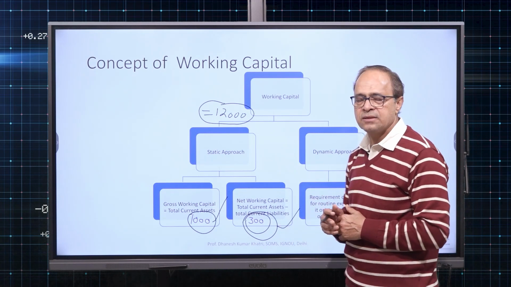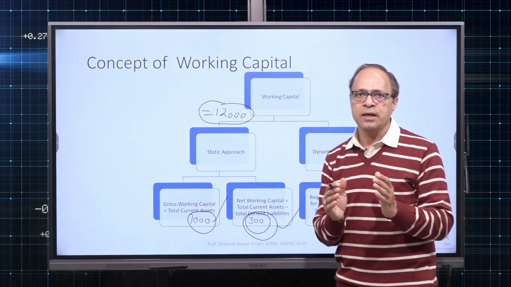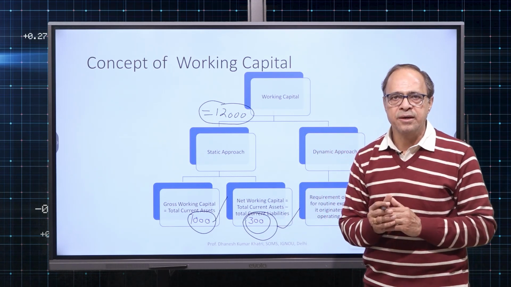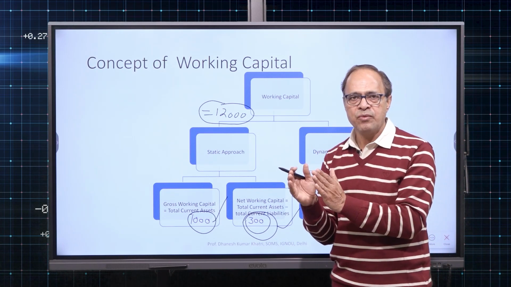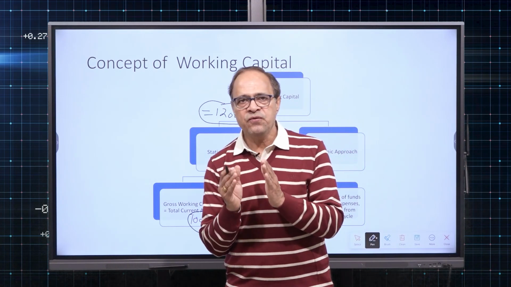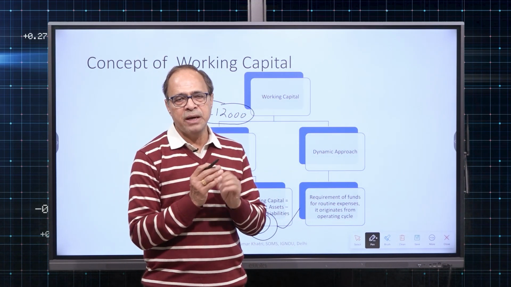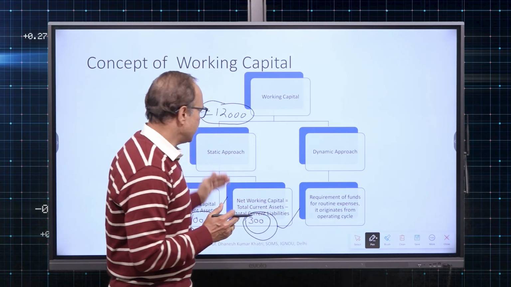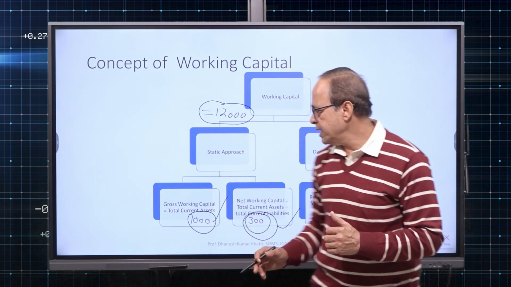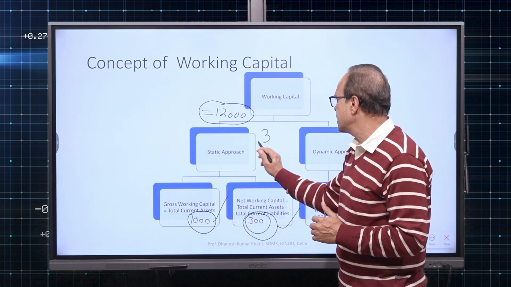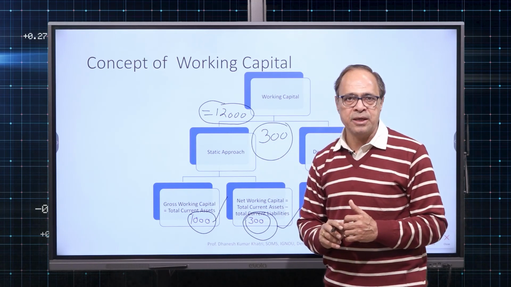Now, why we say this is static? It is static in the sense we are using balance sheet data, we are relying on balance sheet data, and balance sheet, if you remember, it is always prepared as on a date, because balance sheet will reflect different assets and liabilities as on a particular date, the date of balance sheet. So, that is why it is static. At this point of time we find that working capital requirement is 300 crore. That means company needs to invest 300 crore in the working capital.